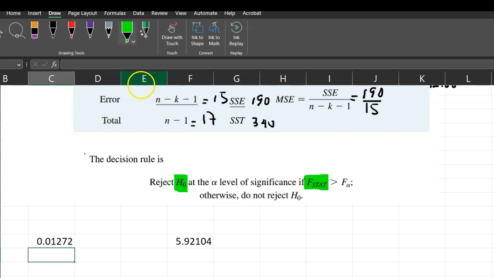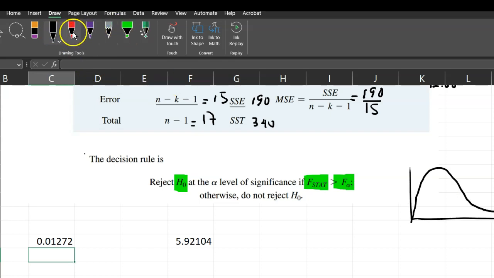If I have f statistic greater than f alpha, let me try to explain it. So this is going to be my f distribution, and what we call the f alpha, that's the f critical. That means this is where the alpha ends, and this is the value f alpha. Now the rejection zone is going to start from the f alpha. We're going to reject H0 from this side, otherwise we do not reject.